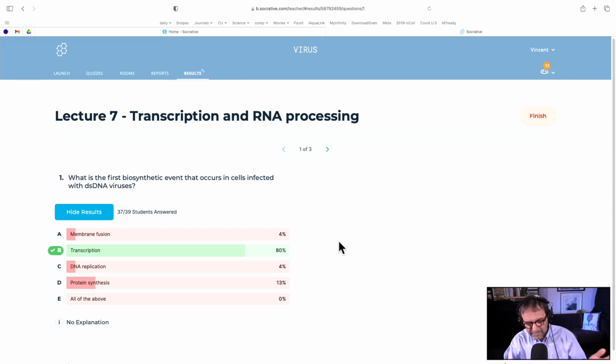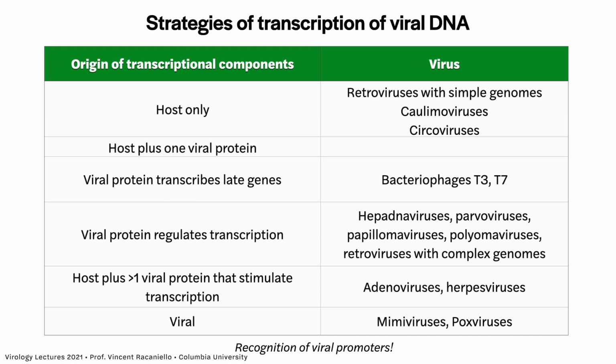Well, certainly it isn't membrane fusion. There's nothing being synthesized there. It's not DNA replication. That can only happen when you make an mRNA for a protein first. And it's not protein synthesis. It is mRNA synthesis.